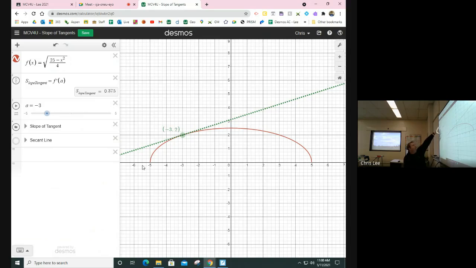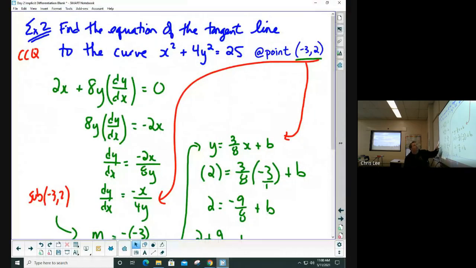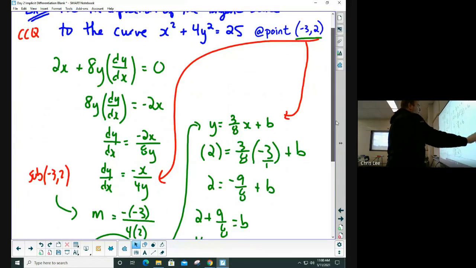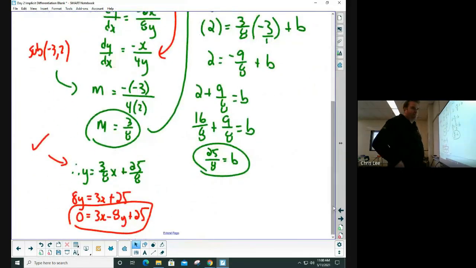But you can see how doing this explicitly, which is what I need to get my tangent, makes our math a lot more difficult, excuse me. Explicit is more difficult. Implicit is a little bit more manageable. Okay? All right.